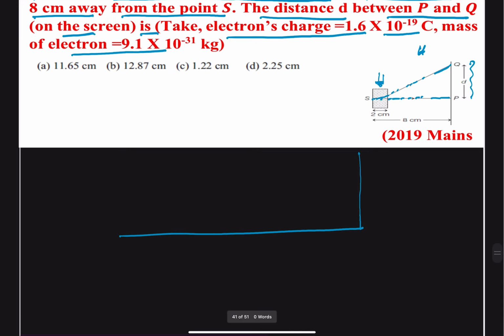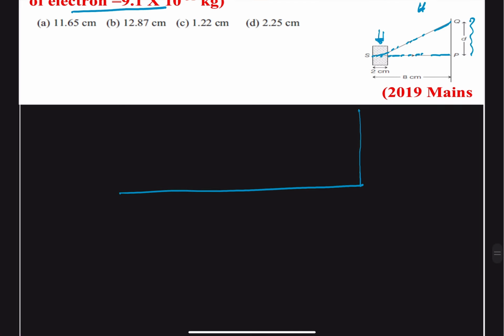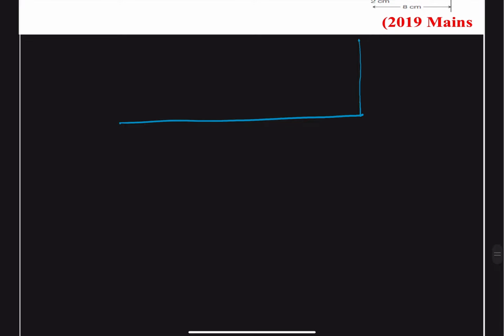And so this is the screen, and it comes from the center point S. So this is our point S, and so this is our magnetic field.